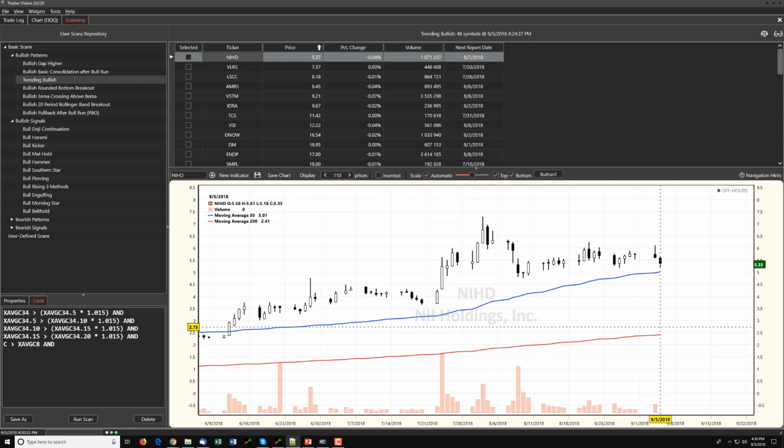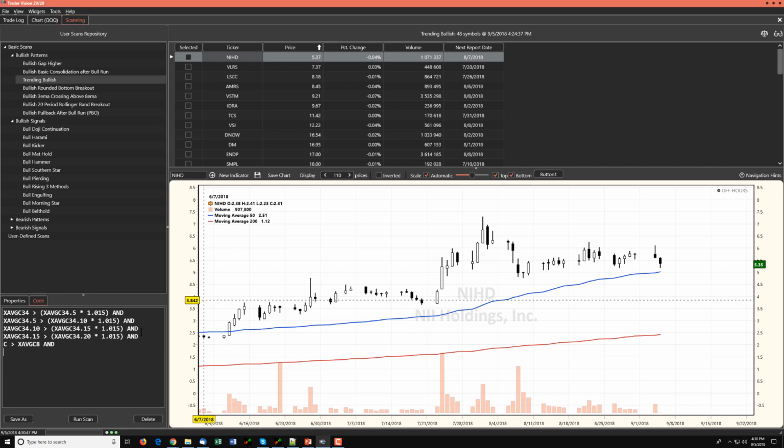And the last part of that 3/8 trap is basically that within the last 3 days, I want it to have closed below the 3 period exponential moving average. And so that looks like this: either today's close or yesterday's close or the close before that. One of those three was below the 3 period exponential moving average.